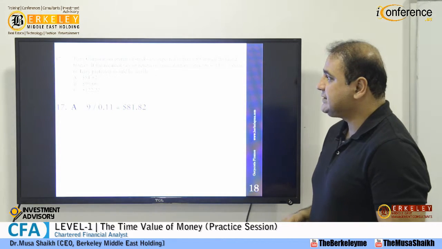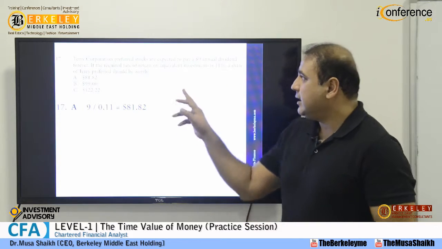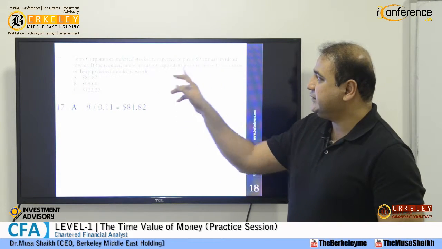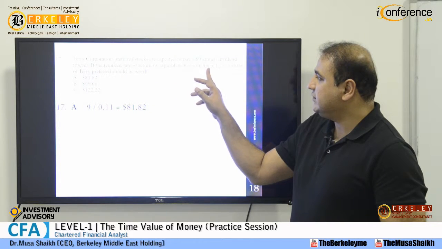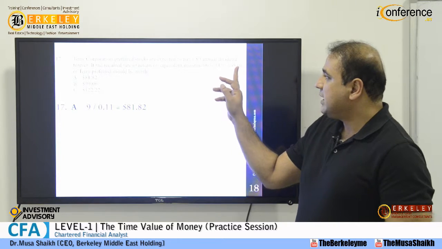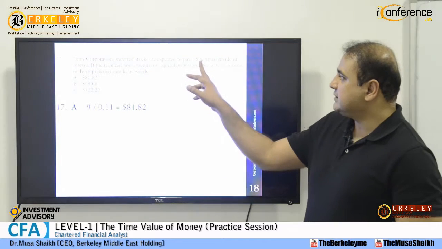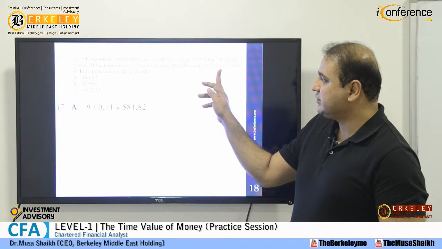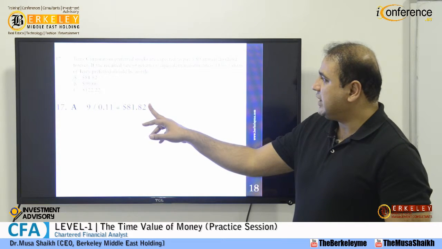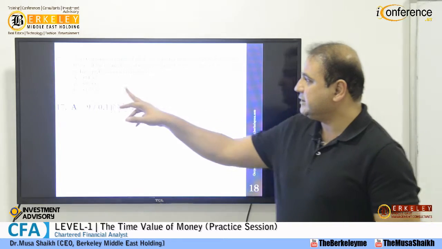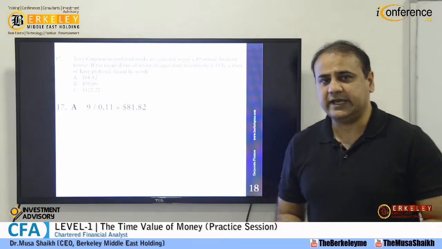Moving forward, he says Terry Corporation preferred stock is expected to pay a $9 annual dividend forever. If the required rate of return on equivalent investment is 11%, a share of Terry preferred would be worth what? So if you take this $9 and divide it by the required rate of return, that will be 81.2. A share of Terry preferred will be 81.2. That is the A answer.